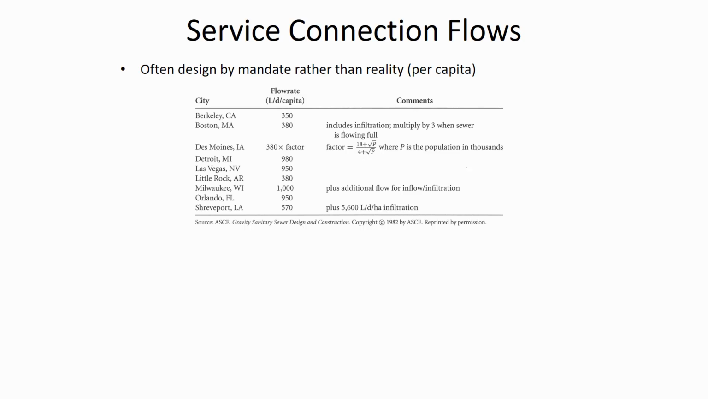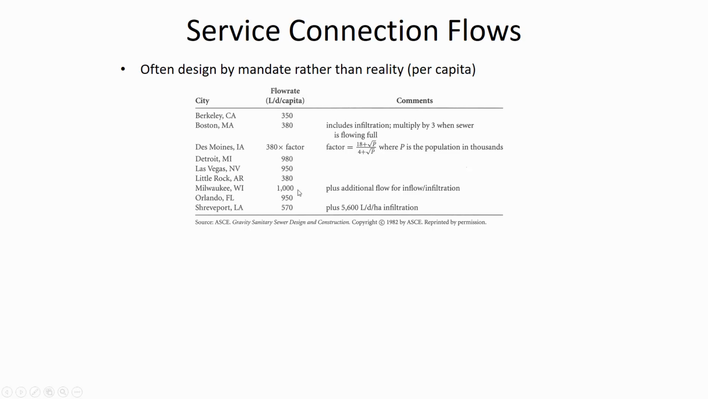You know, a developer who's putting a new subdivision in wants to put in the smallest sewer possible. And so rules like those quoted here are put in place just to make sure that the pipes are large enough. And so you see there's a huge variation. In Milwaukee, for instance, they're saying that per person you should allocate 1,000 liters per day of capacity in the sewers. That's how much wastewater we expect to be generated in Milwaukee.